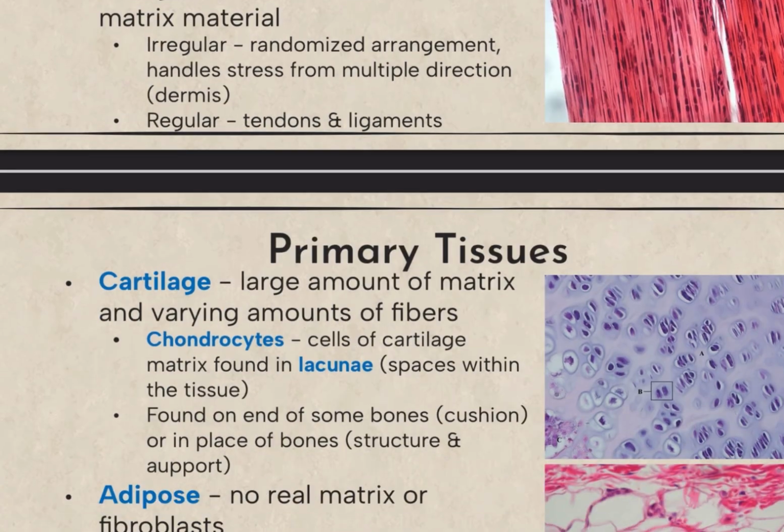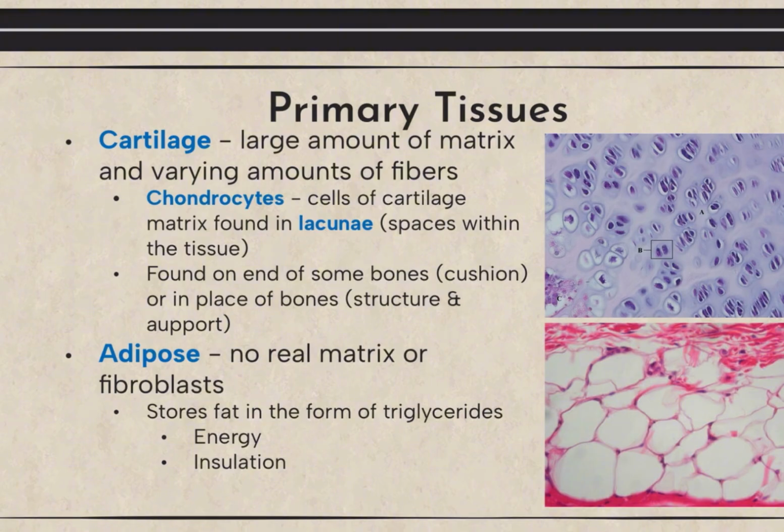so it's not a randomized arrangement. Cartilage. Cartilage is a large amount of matrix, and it varies in fibrous amounts. So we have chondrocytes, which are cells of cartilage matrix that are found in the lacunae, which is the space within tissue. And it can also be found at the end of bones for cushioning or in place of bones for support. So think of the cartilage between your knees. That helps with cushion and pressures on your knee joints versus the cartilage in your ear. Our ears and the tips of our nose are actually made of cartilage, and yes, it's for structure, but it also allows for flexibility.